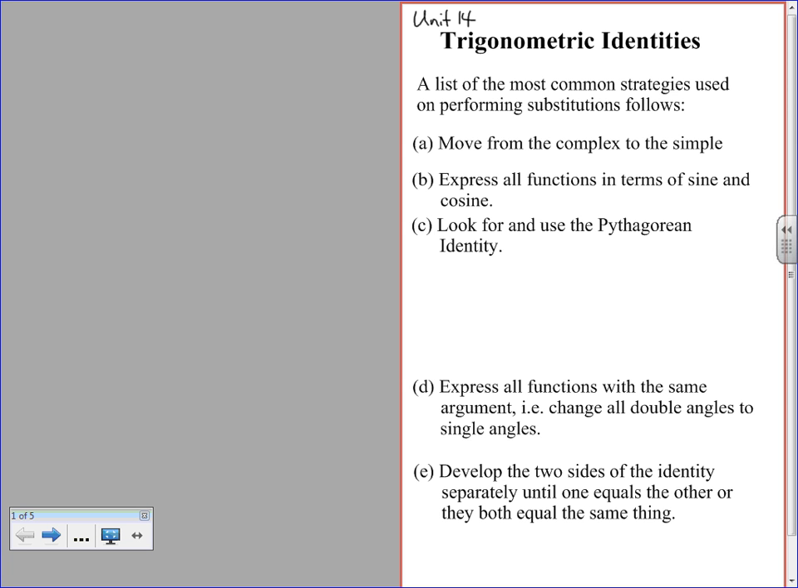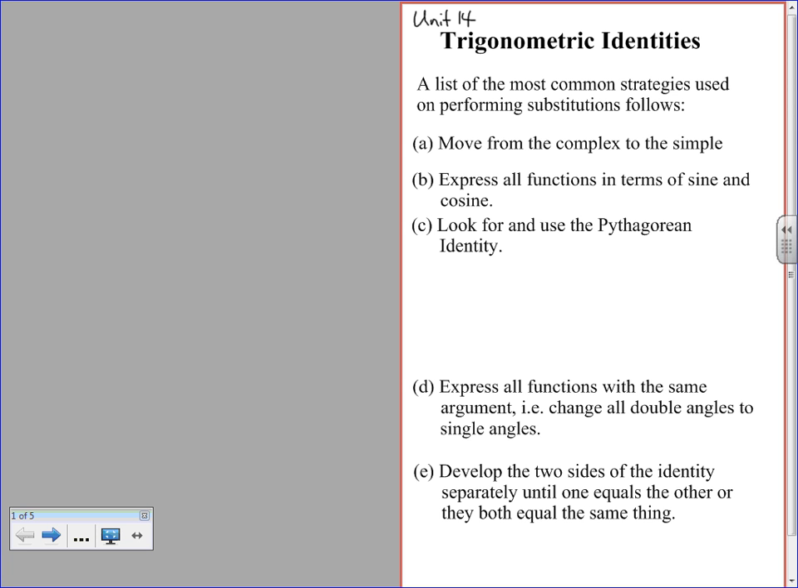So when you're solving trigonometric identities, the first thing you're going to do is choose a side. And usually what you want to do is choose the complex side. So you're going to move from the complex to the simple. So what you'll need to do is find common denominators. You'll need to factor. You'll need to expand, whatever the question calls for. This strategy will always work. It's not necessarily the easiest one, but it'll always work for every single identity.